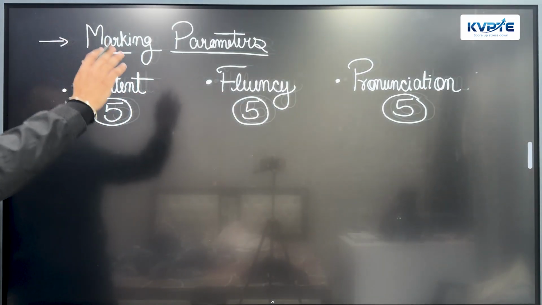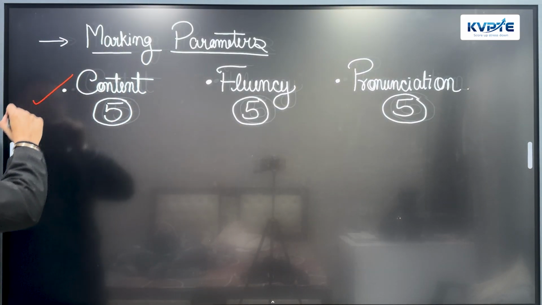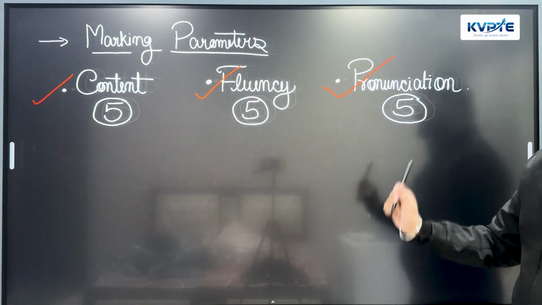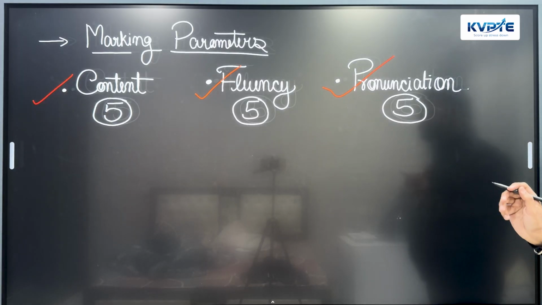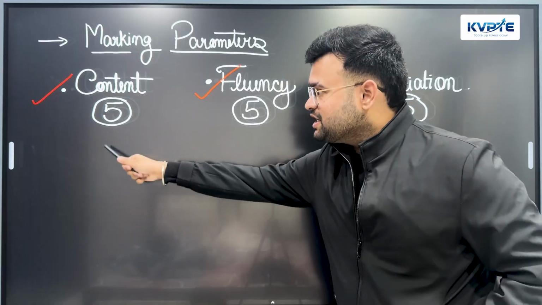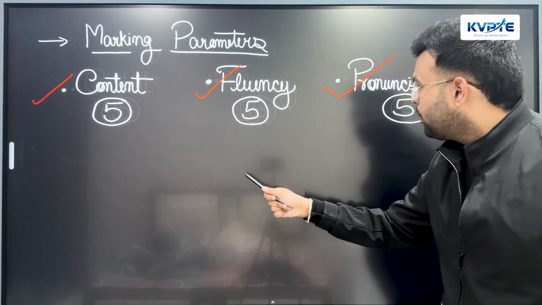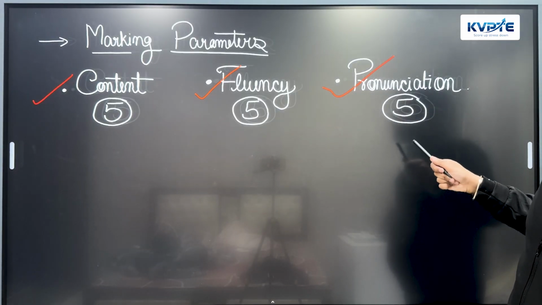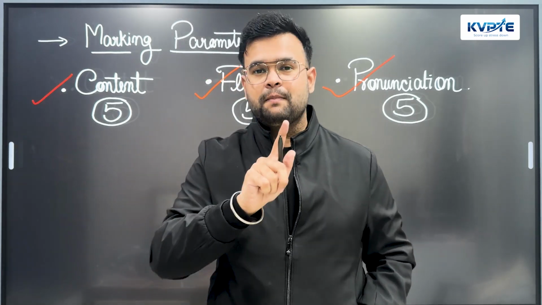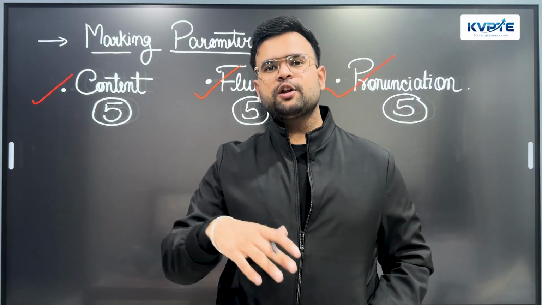Now you will be getting marks on the basis of how many parameters? On the basis of 3 parameters: content, fluency, and pronunciation. So basically these 3 parameters are going to give you marks for your read alouds. Content is of how many points? Content is of 5 points. Fluency is of how many points? Fluency is also of 5 points. Pronunciation is also of how many points? 5 points. So in total, one question will give you 15 points, not marks. 15 points. This is the marking criteria for a question of a read aloud.